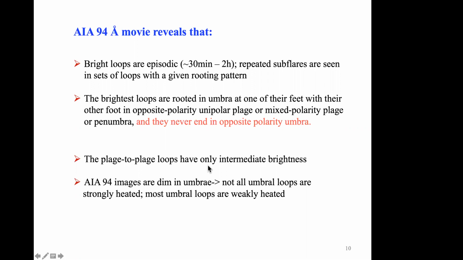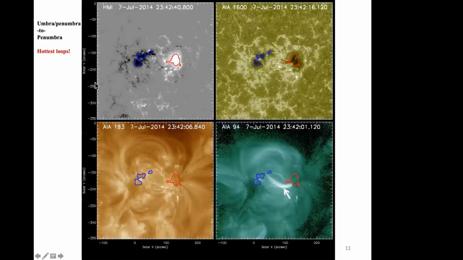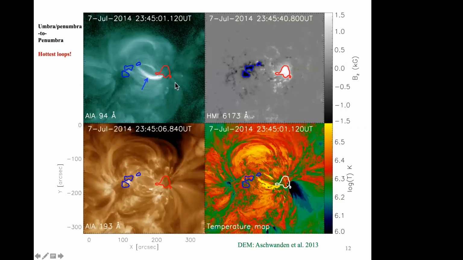The plage to plage loops have only intermediate brightness. AIA 94 images are dim in umbra. Now, this is an example of a brightest loop. This one connects sunspot penumbra to sunspot penumbra. We also verified that the brightest loops in 94 images are actually the hottest.